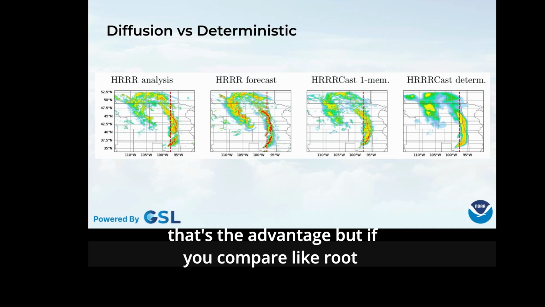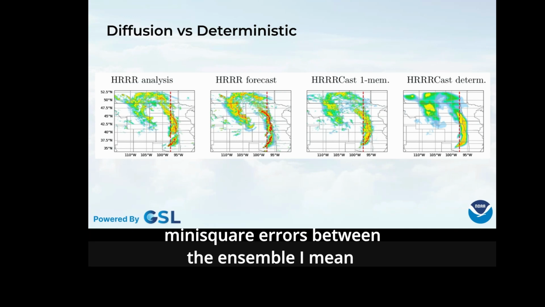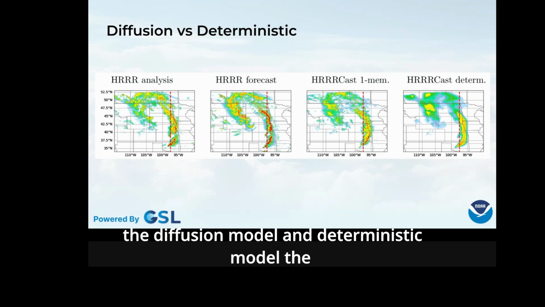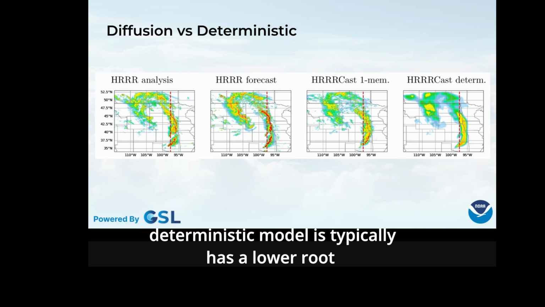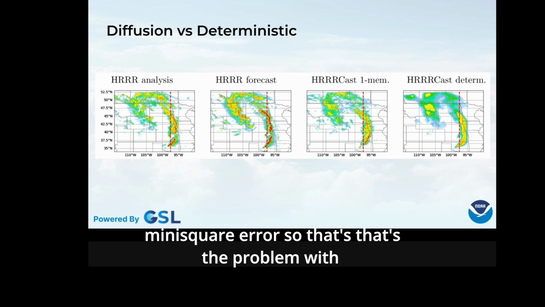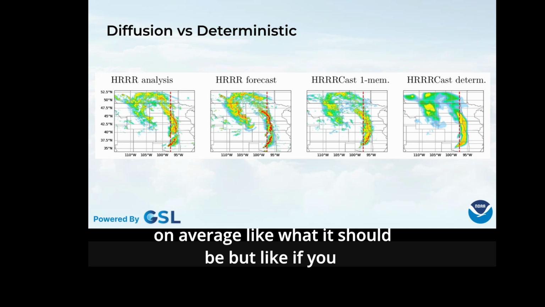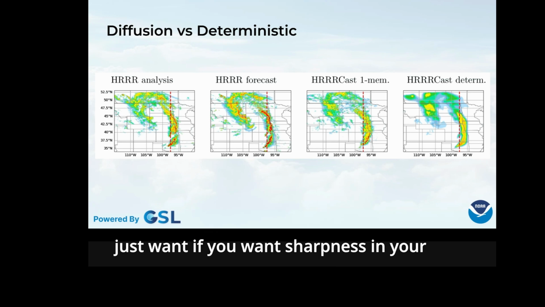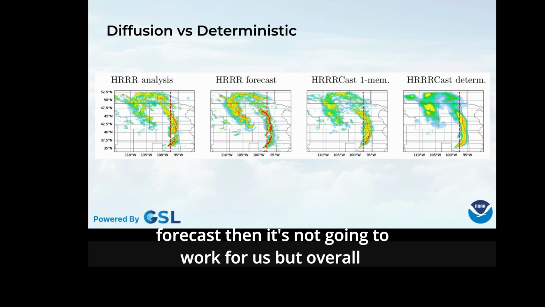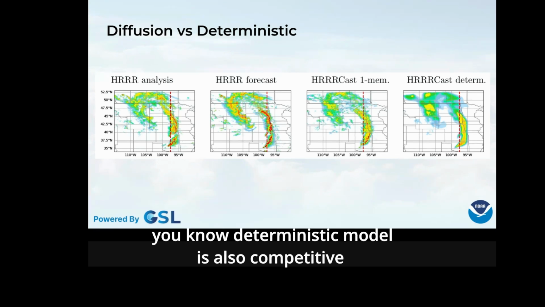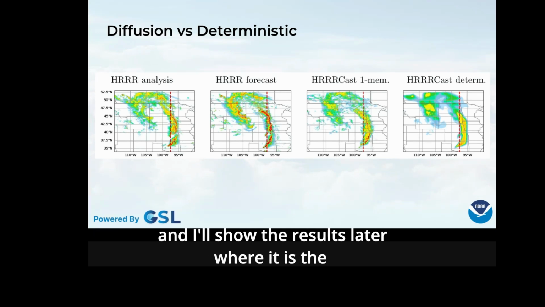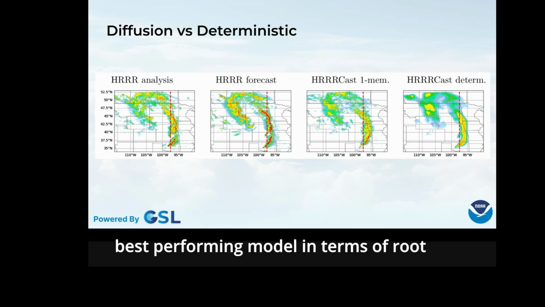So that's the advantage. But if you compare root mean square errors between the diffusion model and deterministic model, the deterministic model typically has a lower root mean square error. So that's the problem with deterministic forecast. It captures, on average, what it should be, but if you want sharpness in your forecast, then it's not gonna work for us. But overall, deterministic model is also competitive, and I'll show the results later, where it is the best performing model in terms of root mean square errors.